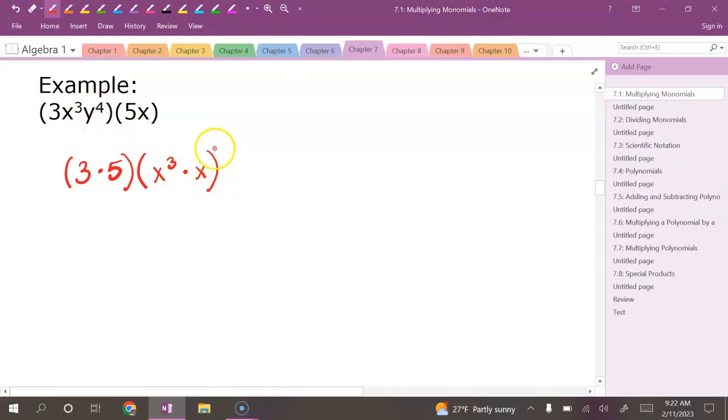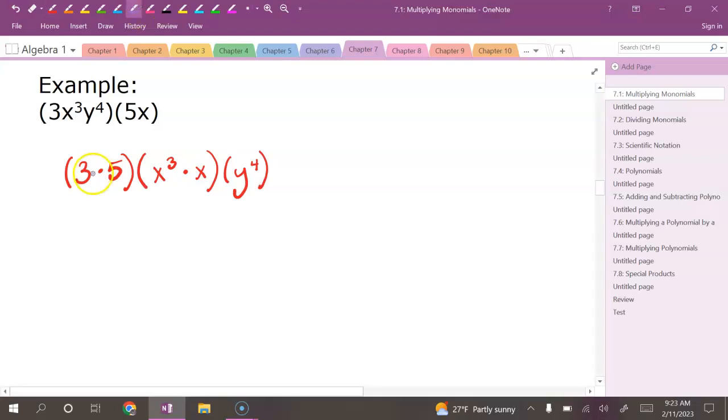Now my first term has y to the fourth. The second one, though, doesn't have any y's at all. So I'm not going to be able to pull anything down from that second one. That doesn't really matter. I'm not going to change my y to the fourth then. It's just going to stay exactly how it looks right now.